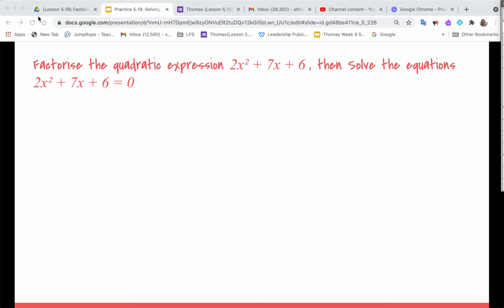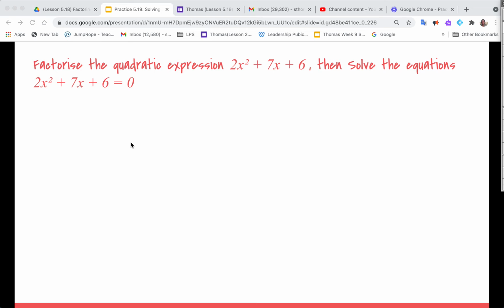All right, so this question says factor the quadratic expression 2x squared plus 7x plus 6 and then solve the equation. And we're going to continue to use the method that we have been using, which is kind of reversing the distributive property by using the box method as a way to help.